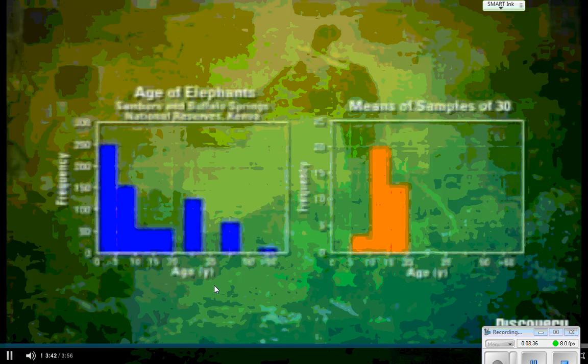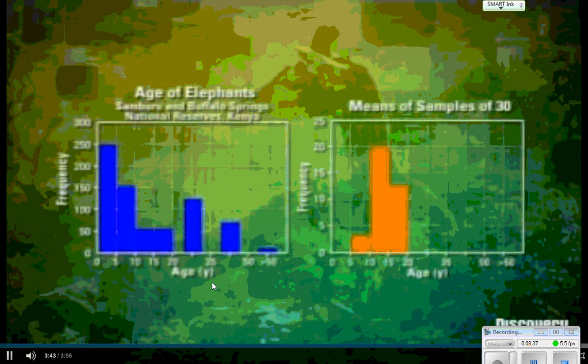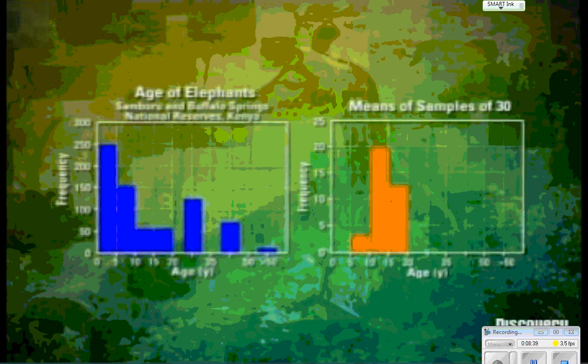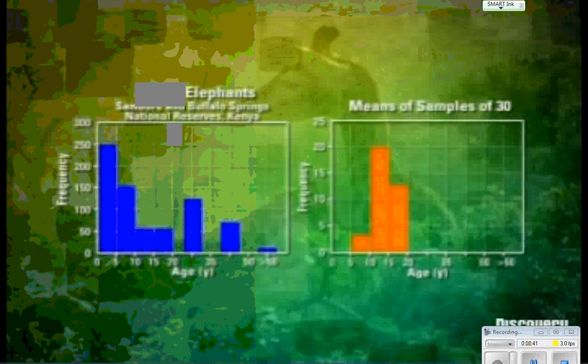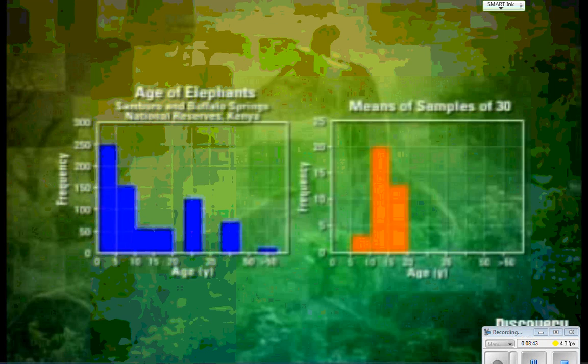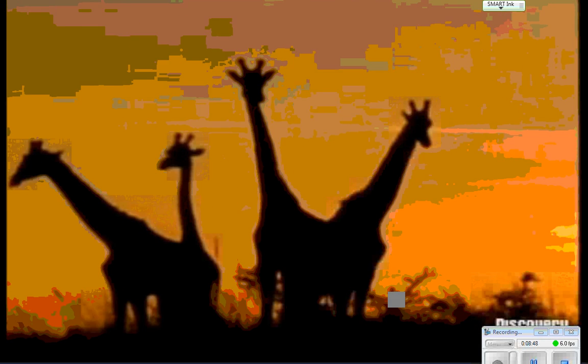With the distribution of means of 30 ages from the population. The population ages are not normally distributed, but the means tend to be. And this means a better understanding of the central limit theorem.